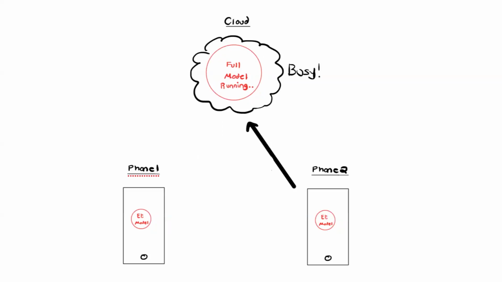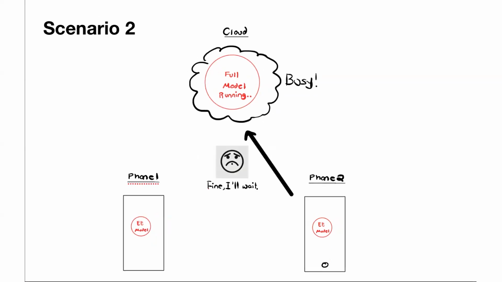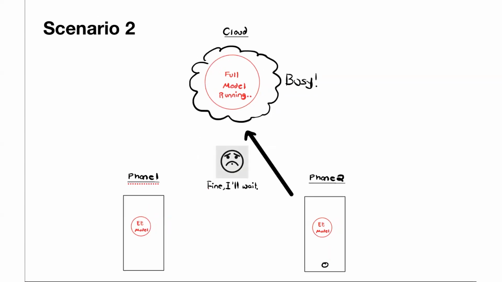And from here, there could be two scenarios. The first phone offloads to the cloud, and the second phone also tries to offload to the cloud, but the cloud is busy. So from here, scenario one is that it could go back to its own prediction on its own device, or it could wait for the server to finish processing phone one's request and then process device two's request.